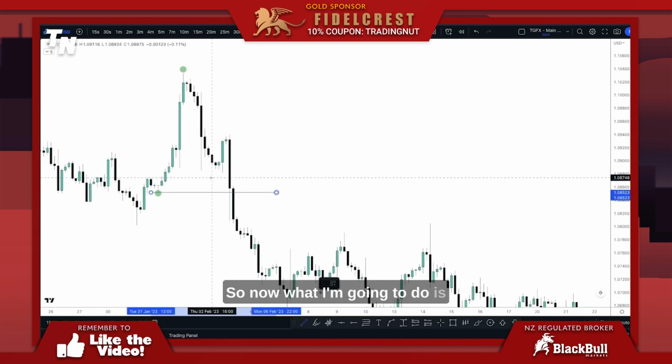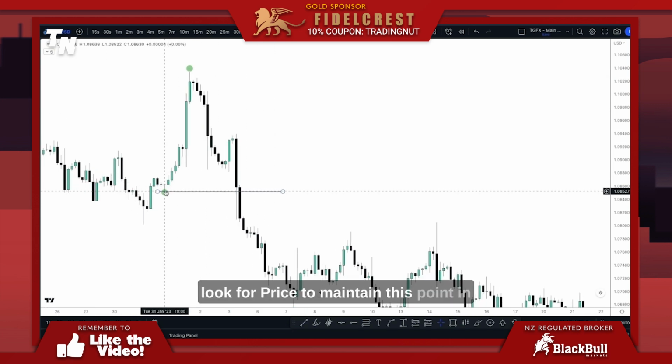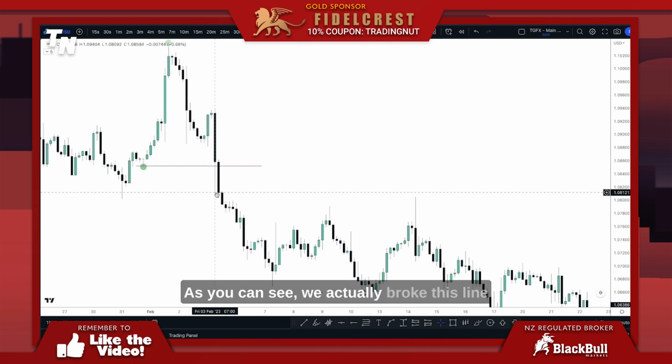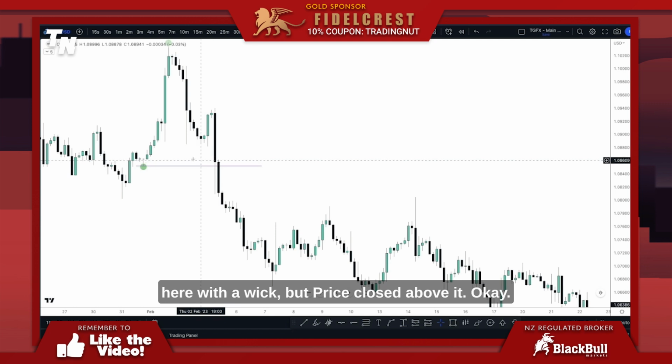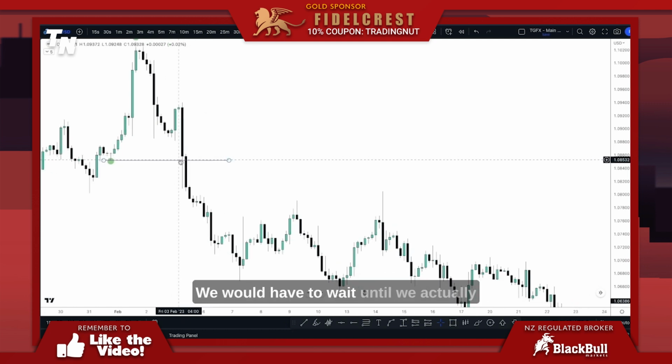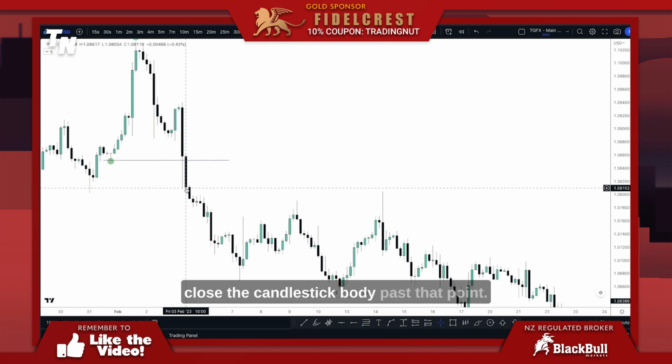So now what I'm going to do is look for price to maintain this point in order to stay in the uptrend structure. Otherwise, if we break past it, this will be a break of structure. As you can see, we actually broke this line here with a wick, but price closed above it, okay? So this technically would not be a break of structure just yet. We would have to wait until we actually close the candlestick body past that point.